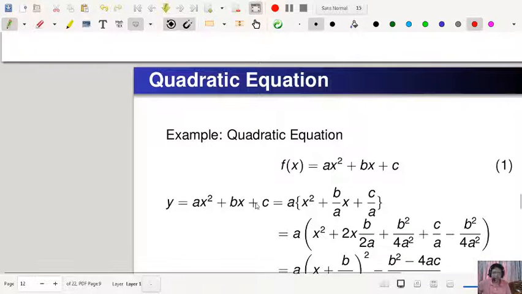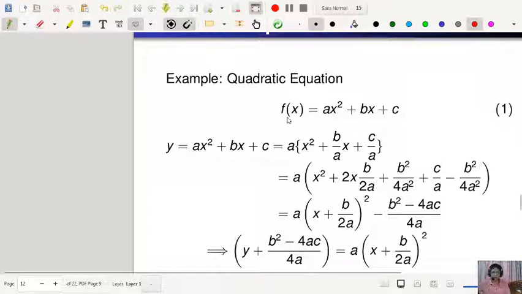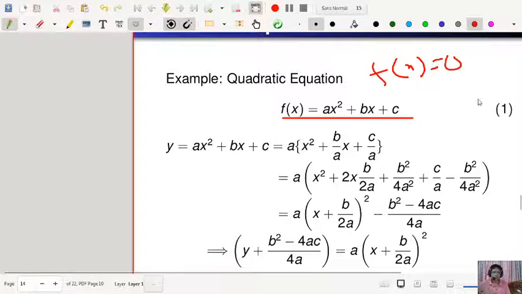Now let me explain the quadratic polynomial, or quadratic equation, better to say. This is actually a quadratic polynomial. If you say it is a quadratic equation, then it will be like this: f(x) = 0. Equal to 0 represents the equation, and for polynomials you write only f(x) = ax² + bx + c. It's a quadratic and a should not be 0.